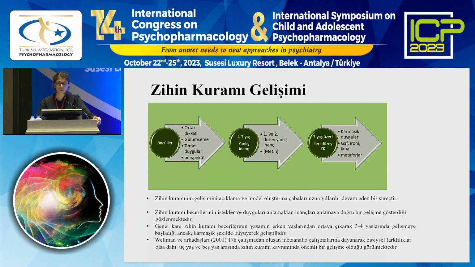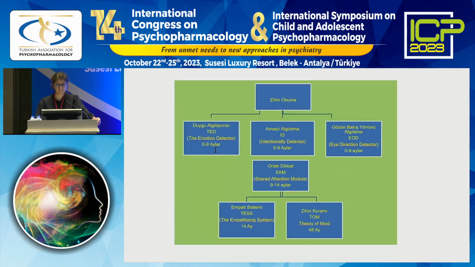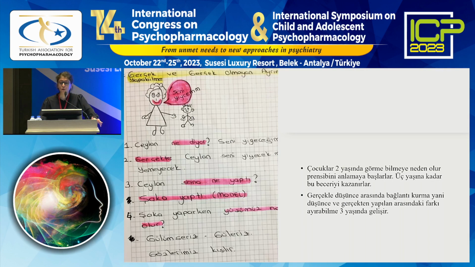There's a meta-analysis of 178 studies. Even if there are some personal differences, still there is a significant development in ToM, especially in the first 3 to 5 years of age. Here you can see between 0 to 9 months is mostly the emotion detector, mostly from face expressions. Then comes the intentionality detector, followed by eye direction, and then followed by the shared attention module. There is the empathizing system and the theory of mind. It says around the age of 8, but as I told you, starting with the age of 3 to 4, we actually have a more improved version of the skill.